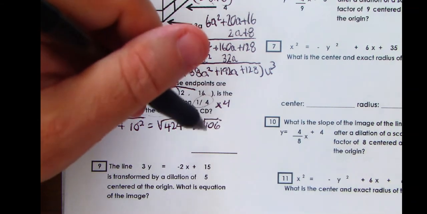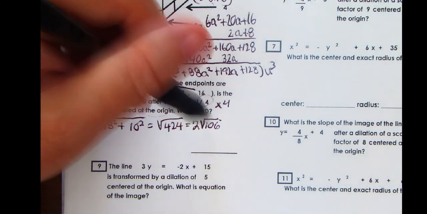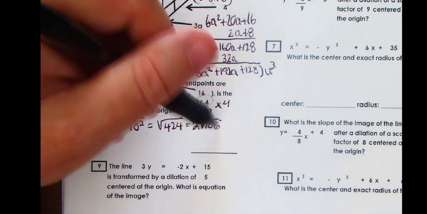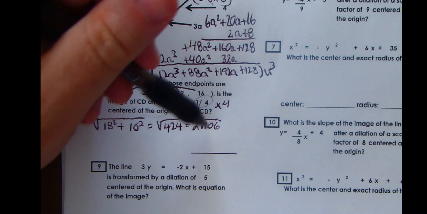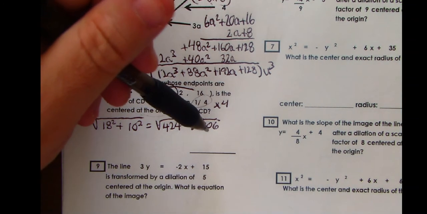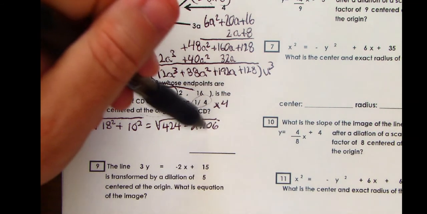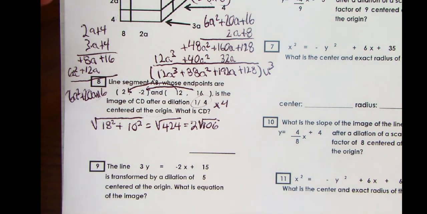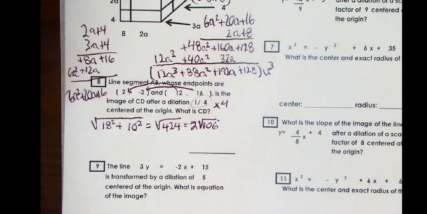Okay, and 4 does not go into 106 again, because 4 doesn't go into 6. Let's see, half of that is 53. 53 is prime, so that is it. 2 times 53 is 106. Both those are prime, so it's not going to be a perfect square that goes into it. Okay, so this simplifies to 2 times the root of 106.